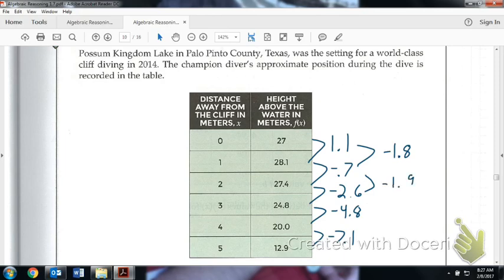I got to do this in my calculator. Negative 2.6 minus negative 0.7 is negative 1.9. Negative 4.8 minus negative 2.6 is negative 2.2. All right. And then negative 7.1 minus negative 4.8, and we get negative 2.3.